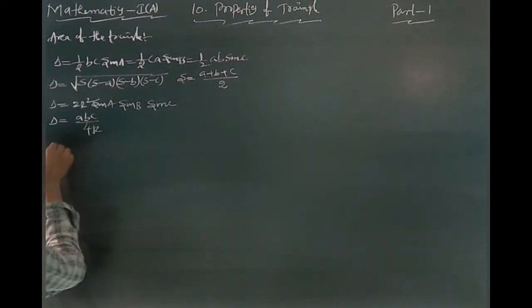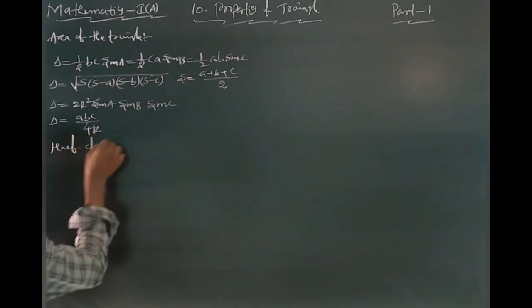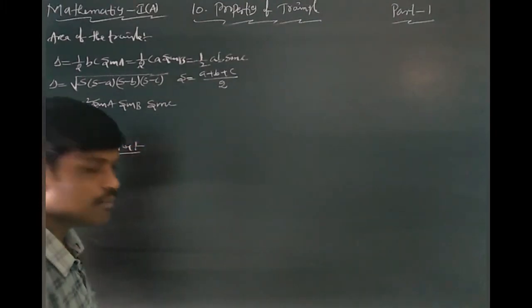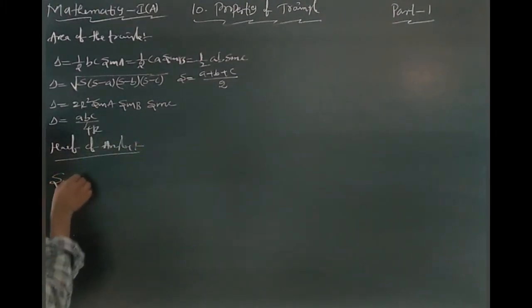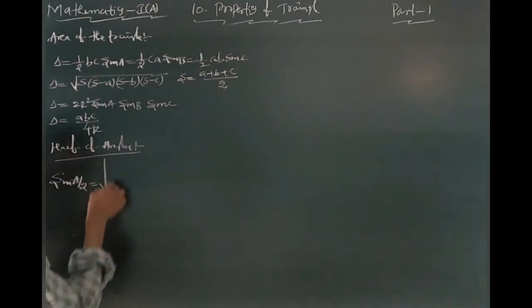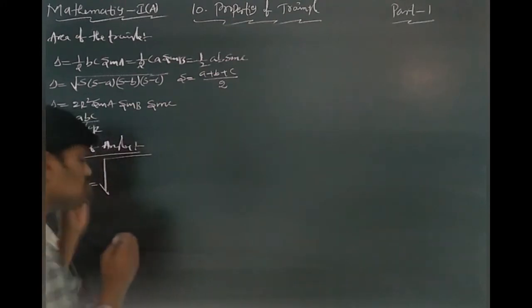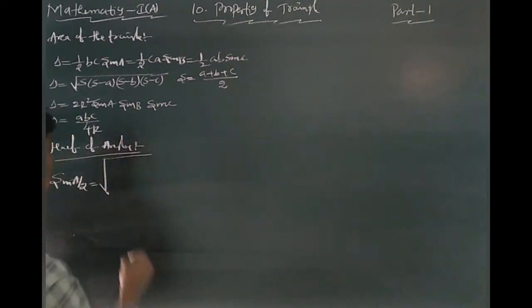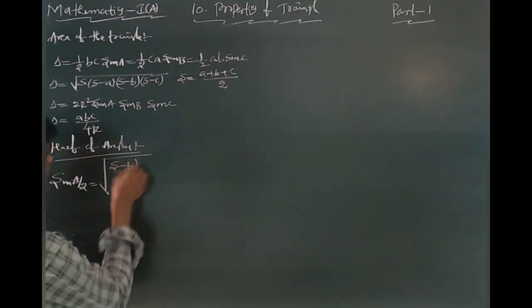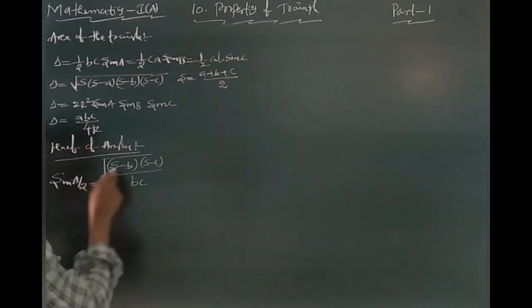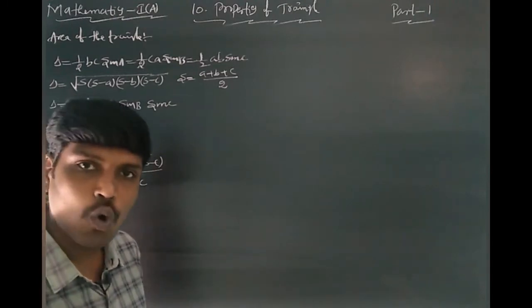Next one, half angles. What are the half angle formulas? The first formula is sin A by 2. Sin A by 2 equals square root of (s minus b) into (s minus c) by bc. Here A is there, so you write only the bc terms.